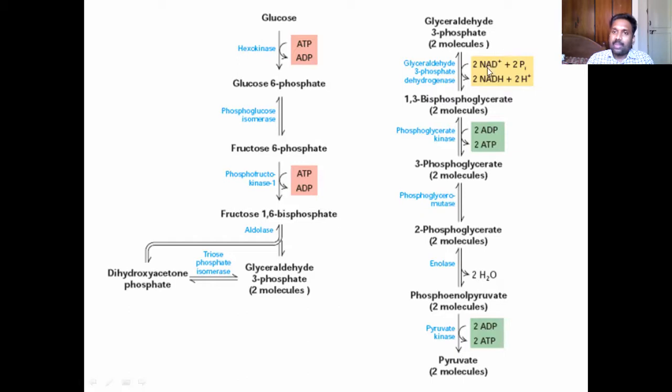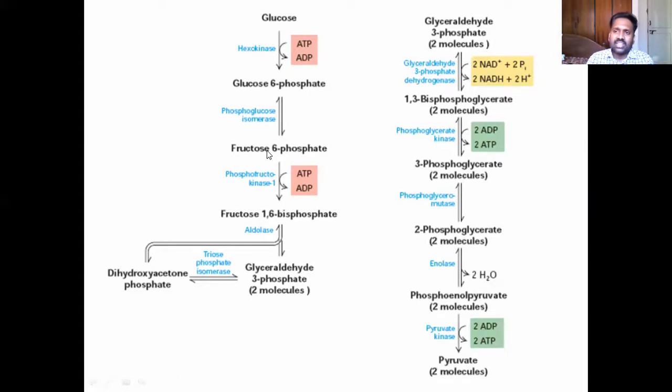If all the NAD plus is converted to NADH without regeneration, glycolysis stops. Is it not? Definitely it stops. Why? Because NAD plus is required for the continuation of glycolysis. And if all NAD plus is over, glycolysis stops. Therefore, as the glycolysis is happening, there should be some other pathway in the cell which should constantly regenerate NAD plus from NADH. Is it not?